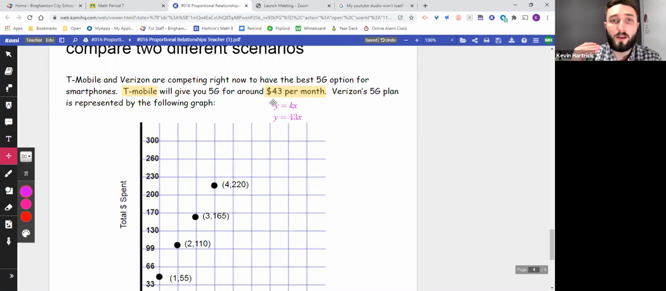Okay, if you have 0 months on T-Mobile, you will pay $0. So 0 is part of this graph, which tells us that we're starting as a proportional relationship, and we have this function here of multiplication, something happening to each month. Each month I'm going up by $43. That's a multiplication relationship that tells us it's proportional.